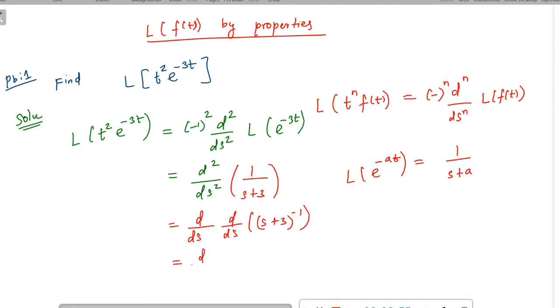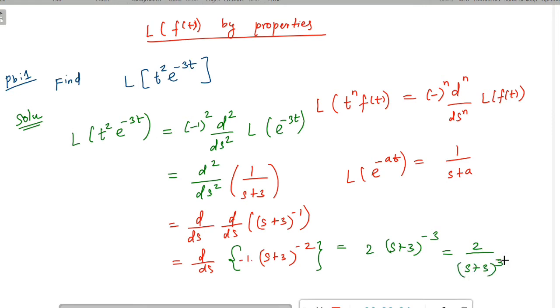So first differentiation, you may get minus 1 into s plus 3 whole power minus 2, which is equal to, again try to differentiate, because we are going to differentiate 2 times. I have differentiated 1 time, again try to differentiate. So from that you may get 2 into s plus 3 whole power minus 3, which is equal to 2 by s plus 3 whole power 3. So this is the answer for Laplace transform of t square into e power minus 3t.